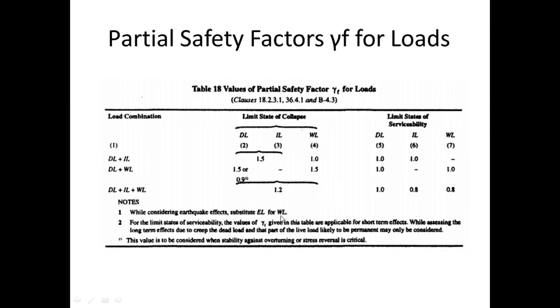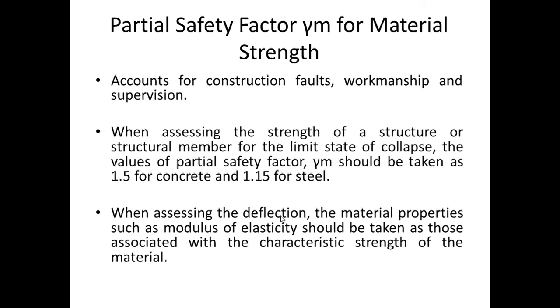So what are the partial safety factors for the material strength? According to the code IS 456, there may be a large amount of faults due to workmanship, construction, and supervision. So the material partial safety factor has to be considered in this case. For the limit state of collapse, the value of the partial safety factor gamma m can be taken as 1.5 for concrete and 1.15 for steel. When assessing deflection, material properties such as modulus of elasticity should be taken as those associated with the characteristic strength of the materials.